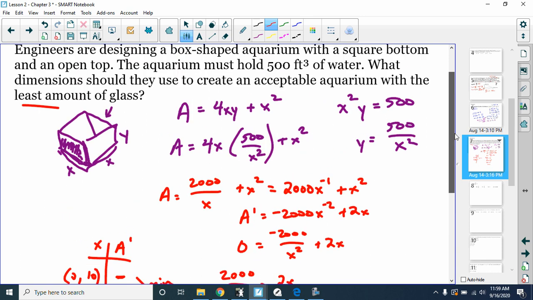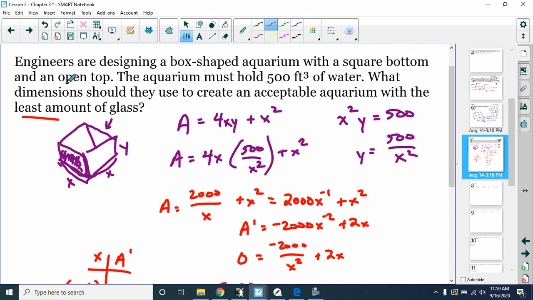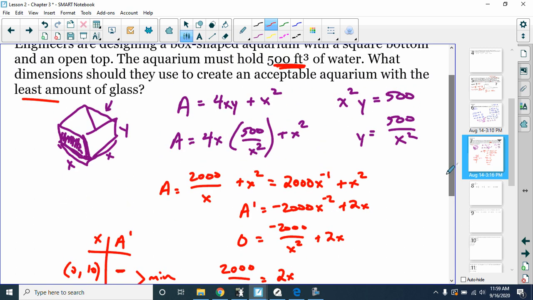So the least amount of glass, what are we looking for? What dimensions? So we want the dimensions. So my dimensions are 10, 500 cubic feet. That's a ton of water. This is a huge aquarium. So x needs to be 10. So it's going to be 10 feet by 10 feet, 10 feet by 10 feet by y, and y would be 500 divided by 10 squared, so 5 feet tall.